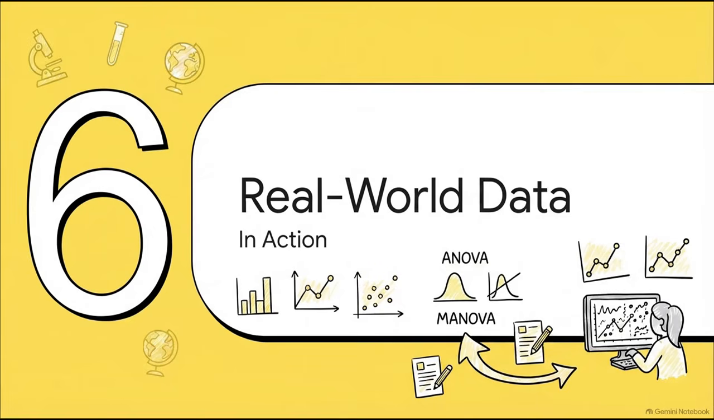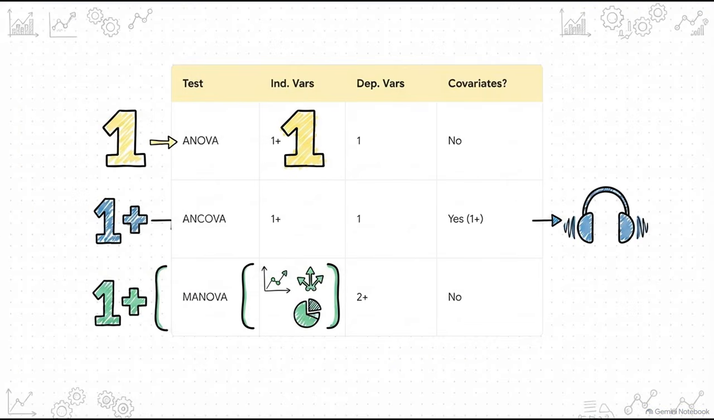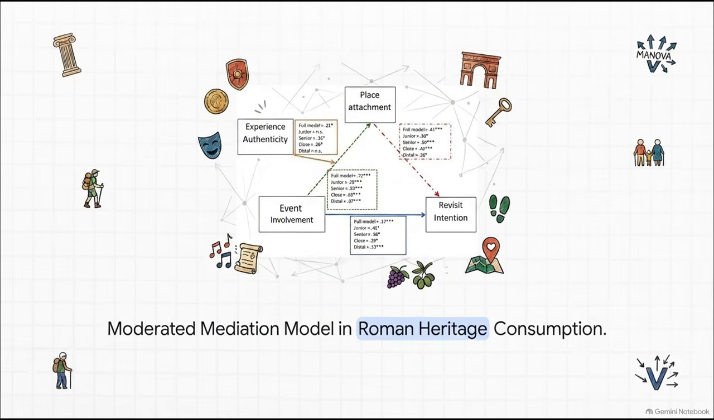Finally, Section 6, Real-World Data in Action. Let's see how researchers actually use this stuff. Think of this breakdown as your ultimate cheat sheet. It perfectly maps the complexity of your research question directly to the right tool. Got one independent and one dependent variable? You're using ANOVA. Need to filter out some outside noise with a covariate? That's ANCOVA. Dealing with multiple dependent variables all at once? Break out the MANOVA.